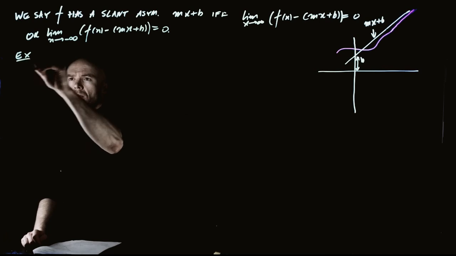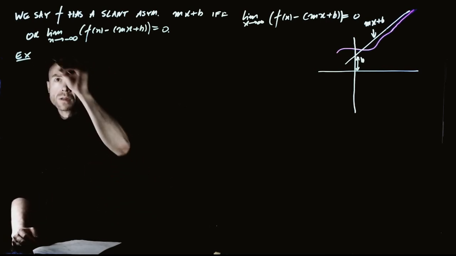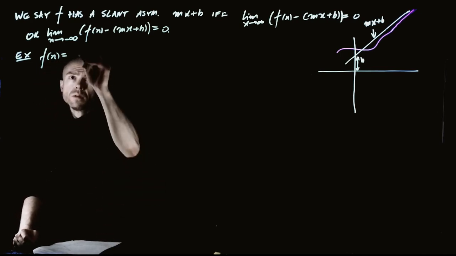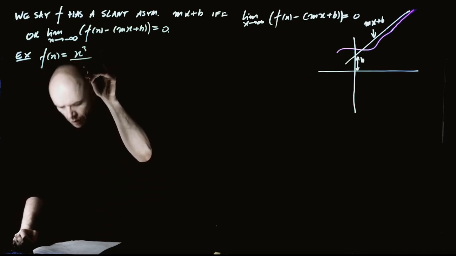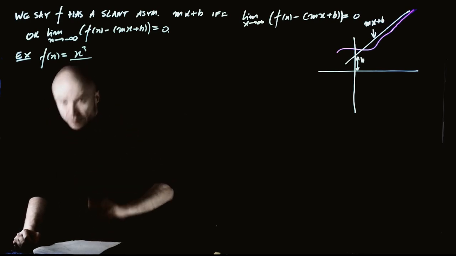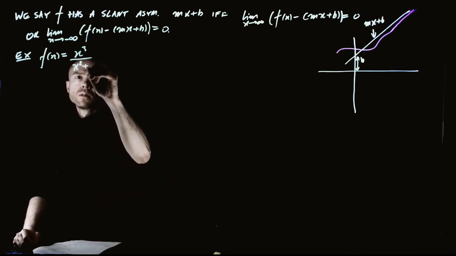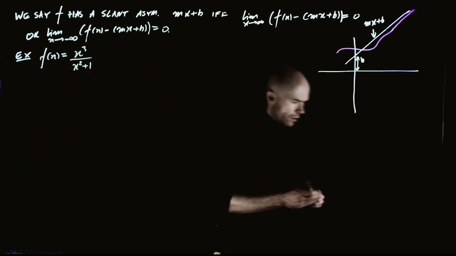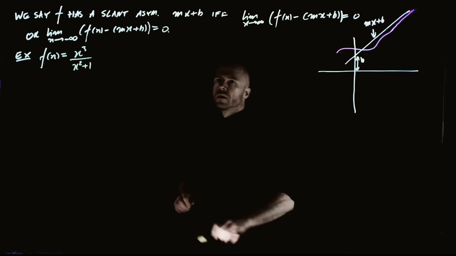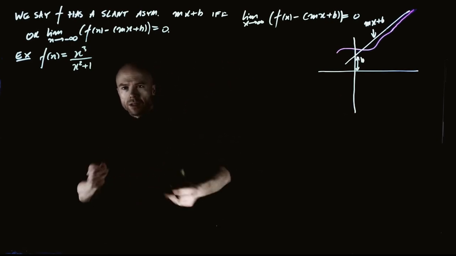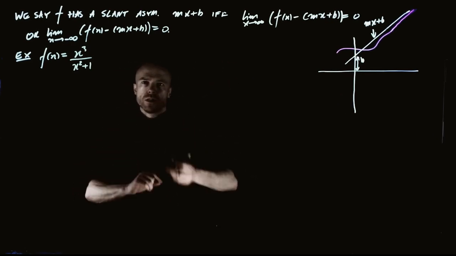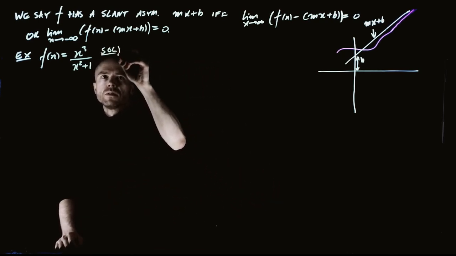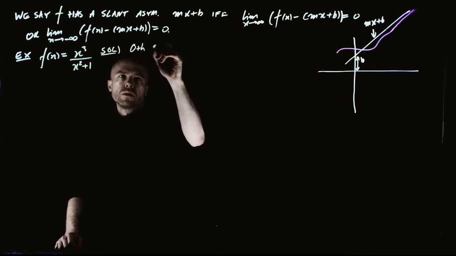So example, f of x is equal to x to the 3 over x squared plus 1. Okay, cool. So we do the same thing. We're going to break this down using a strategy of going 0th order, 1st order, 2nd order. Okay, and 0th order.